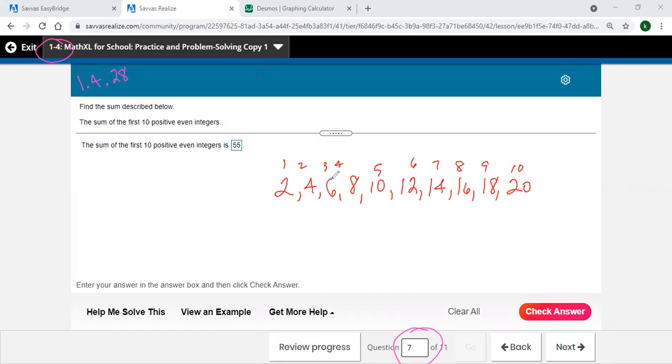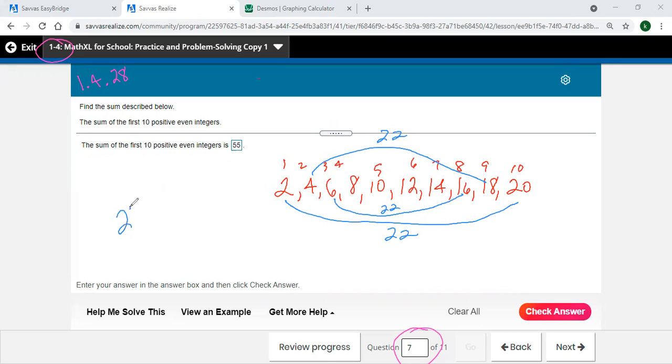There's 10 numbers. All right, so we're still going to follow the same strategy that we did in the last example that I messed up. But we're going to add the 2 and the 20. How much is that? 22. 4 and the 18. 22. 6 and the 16. You can keep going like this, but I'm going to stop.